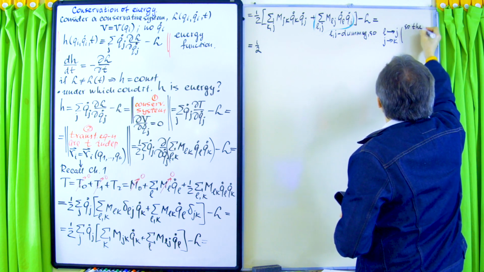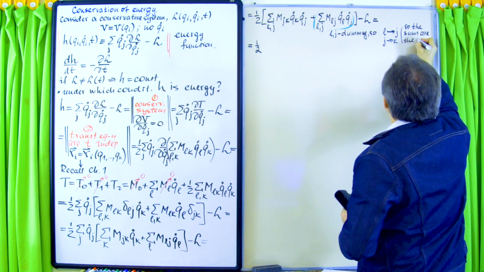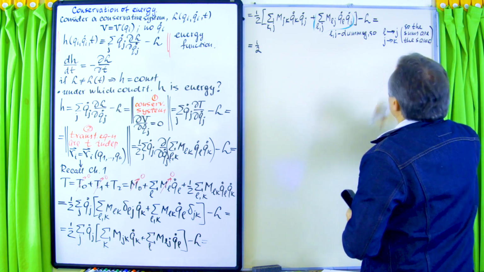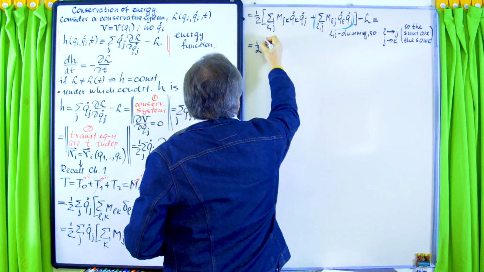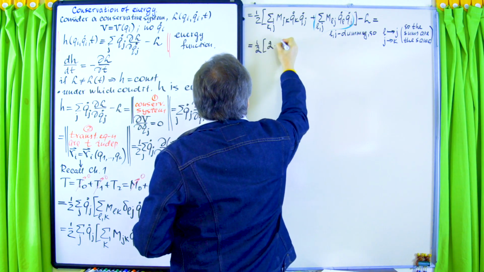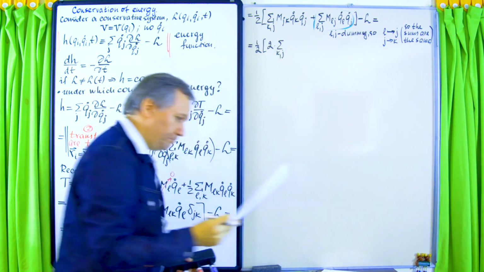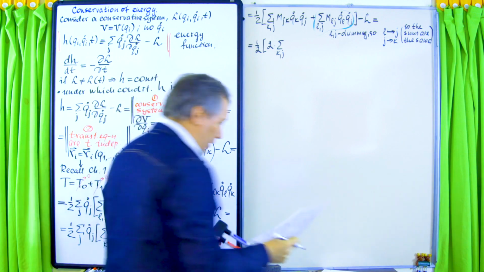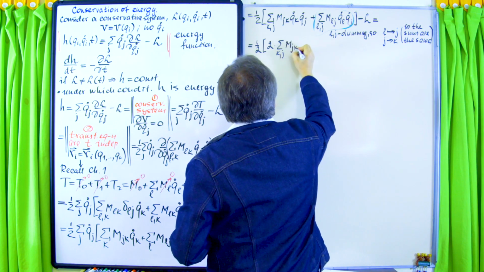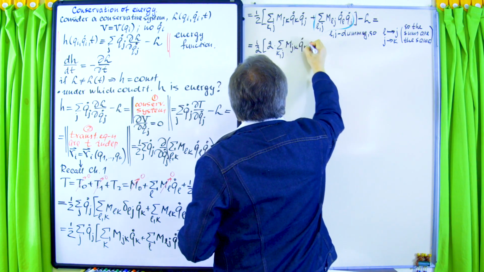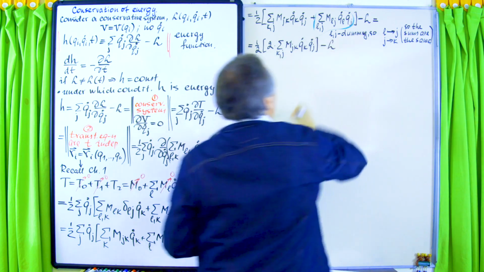So the sums are the same. Those two sums are exactly identical. So 1/2, then a factor of 2 will appear, and summation over kj. I think I used these indices at the end. Let me check. Right. Yeah, jk, kj, it doesn't matter. So m_jk and q_k dot q_j dot. That's what we got from here, and minus the Lagrangian.